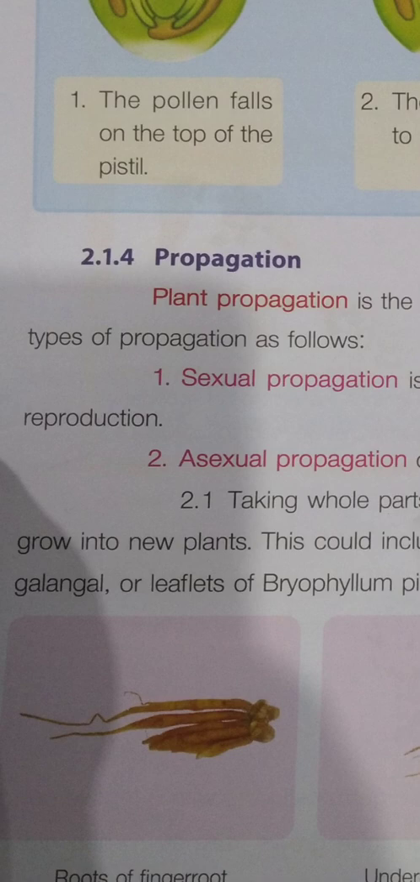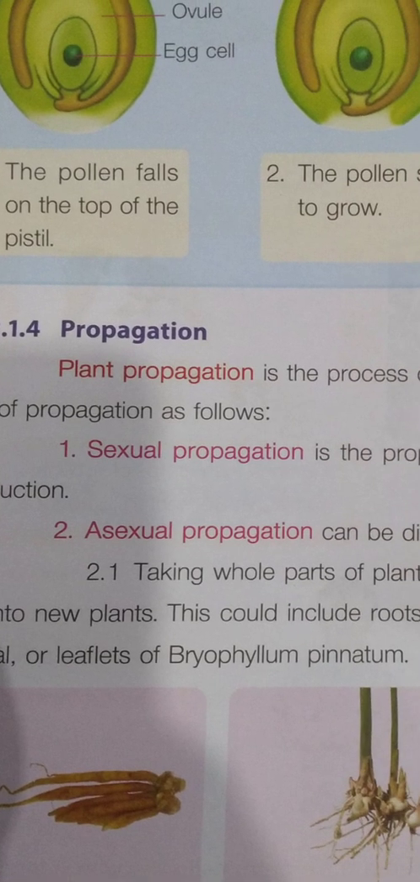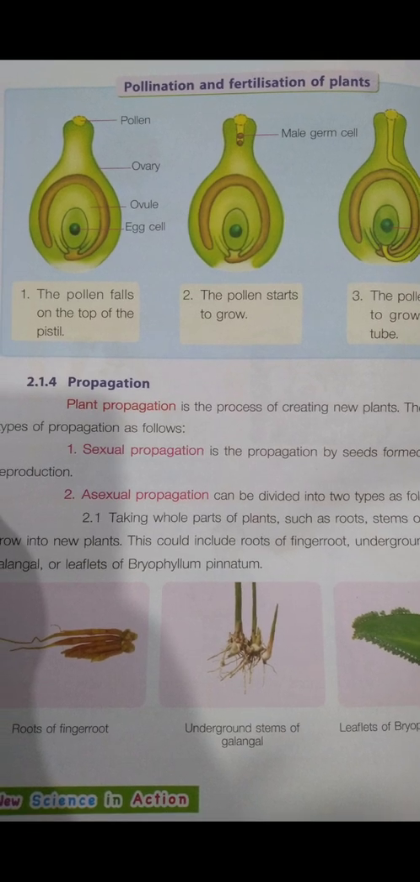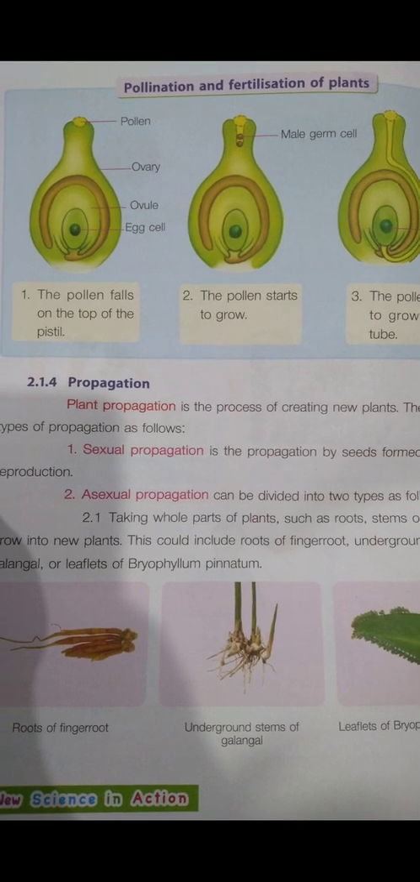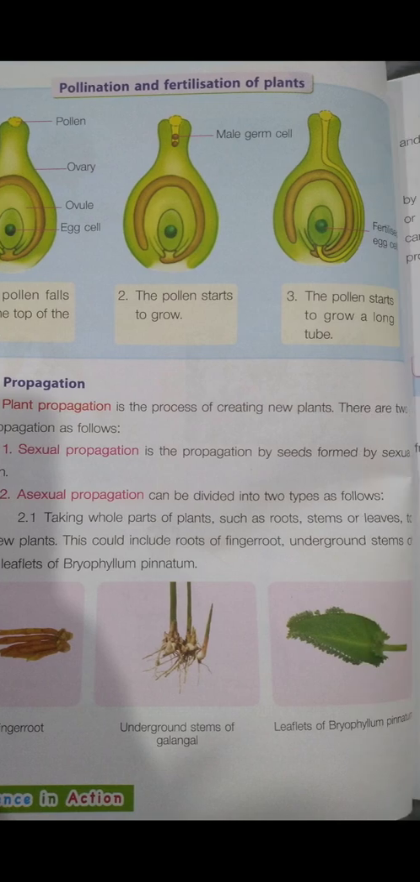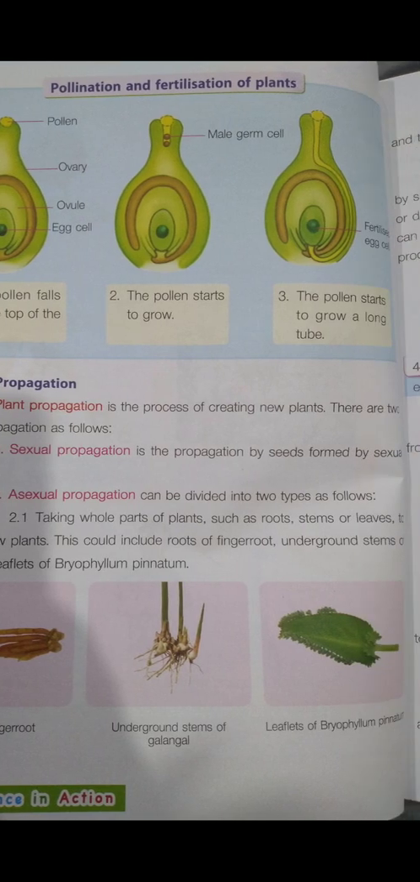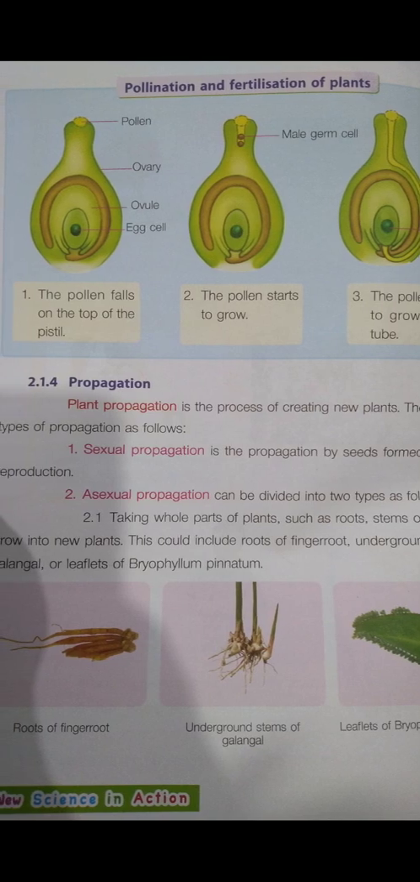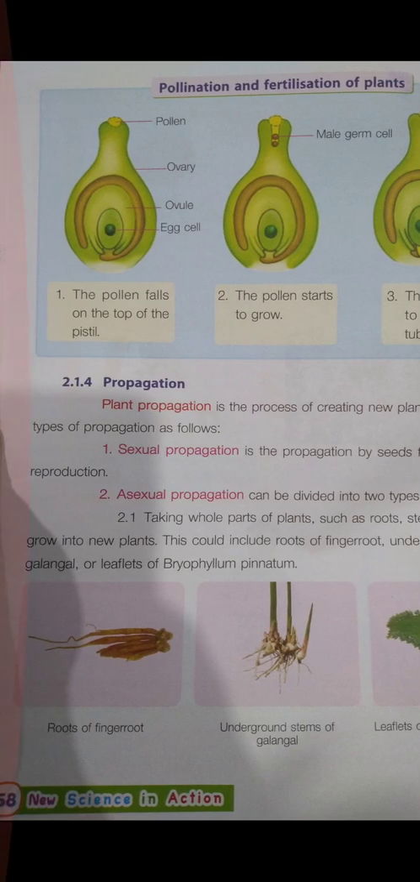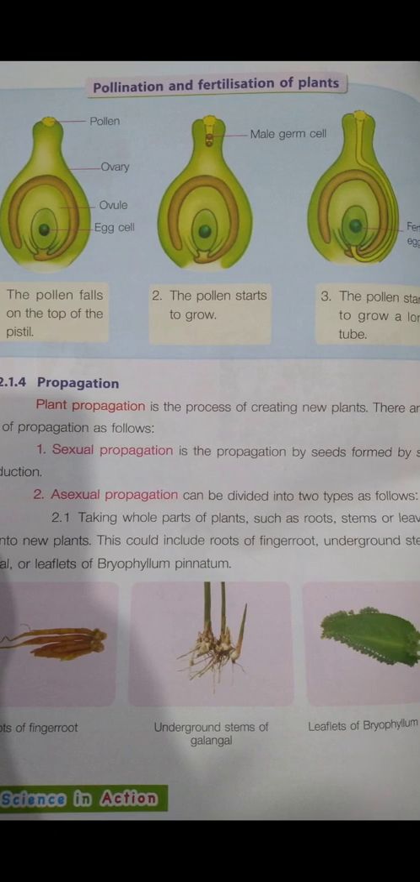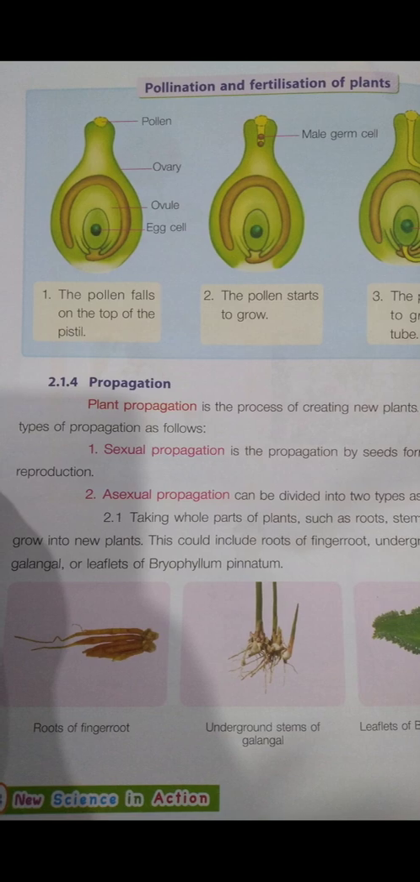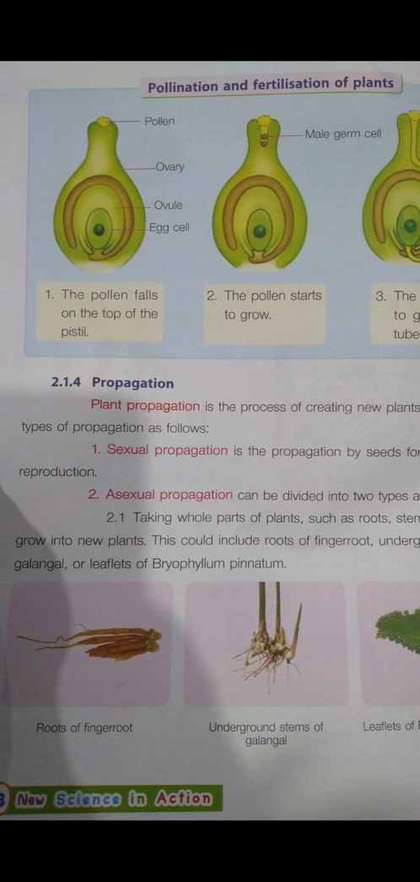Propagation. Another topic: plant propagation. Plant propagation is the process of creating new plants. There are two types of propagation as follows: sexual propagation and asexual propagation.